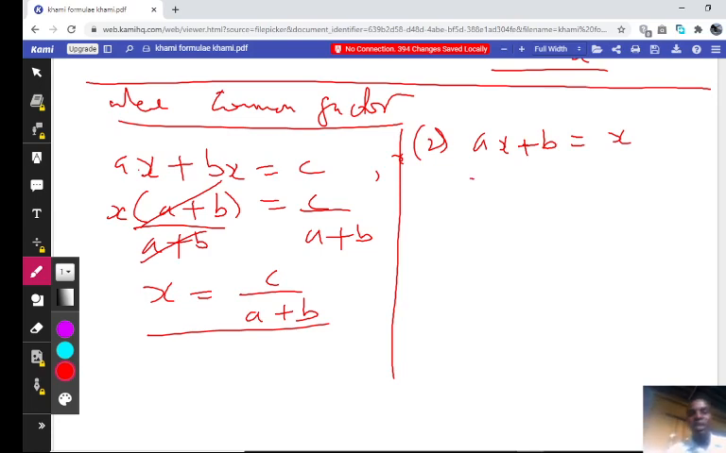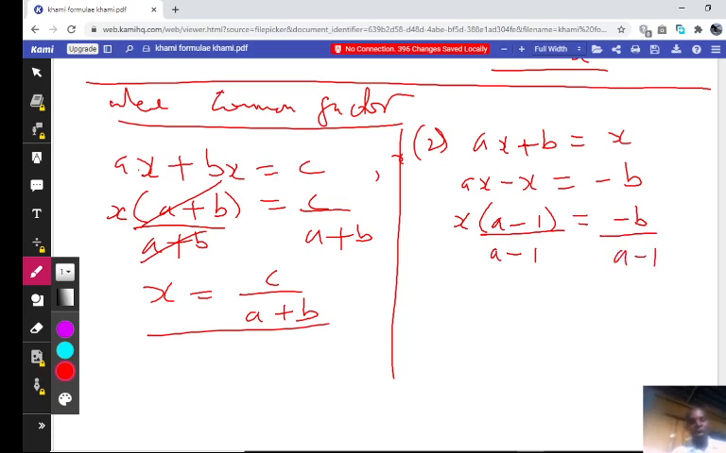So let's collect like terms. ax minus x is equal to minus b. Now you have collected like terms. The next step: they now have a common factor x, so you have to factor out x here. So it will be x(a minus 1) is equal to minus b. Then after this, you divide both sides by a minus 1. Then it will be x is equal to minus b over a minus 1.